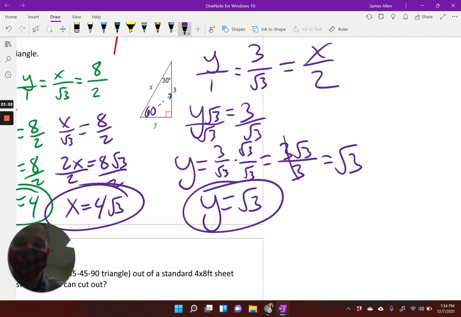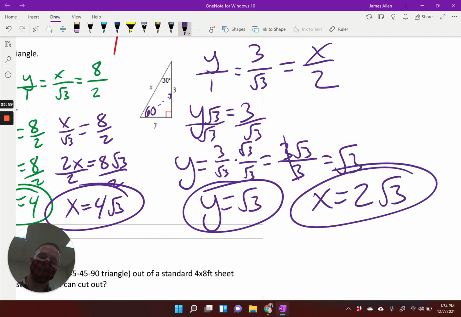And then if I wanted to get the x, because I got my short side, that long side is double. So x is going to be 2 root 3. Or you can go through cross multiplying in the same process.